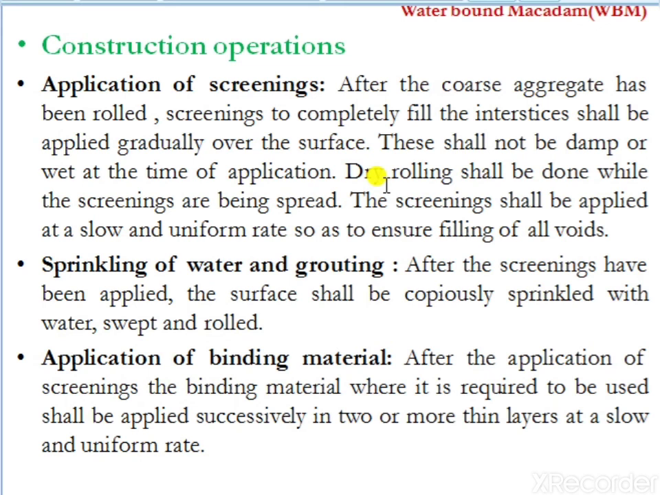So already I told you binding materials are used to prevent the displacement of aggregates. If we apply a binding material, there will be a good connection between two aggregates, or a good bonding between different aggregates. Hence, we should apply binding material. And here, the application of binding material should be done uniformly, at a very slow rate. This binding material may consist of two or more layers, and the layers are very thin.